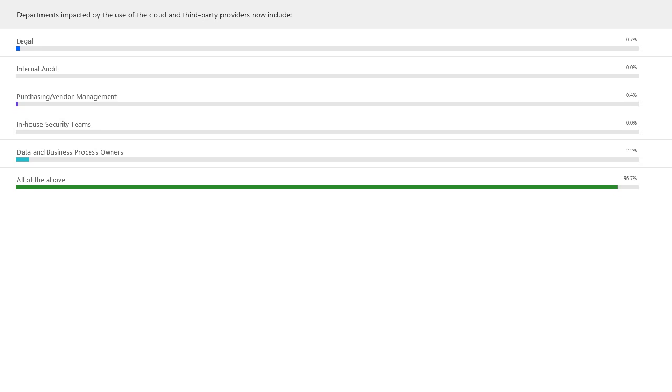In-house security teams will need to be involved with the initial due diligence process to make sure the necessary data protections and security measures have been implemented to not only secure sensitive data, but also to meet those legal and compliance obligations I mentioned earlier. And then lastly, those data and business process owners are going to need to be involved with the overall security functionality and knowing how access controls are managed within the cloud-based application, for example.